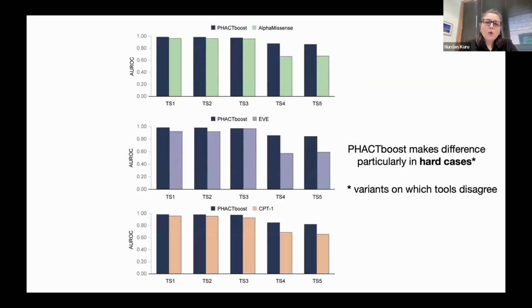And also, we wanted to compare with some novel, well-studied, well-performing approaches in the literature, and specifically we compared FactBoost with AlphaMissense, EVE, and CPT1. Again, TS1 to TS5, the difficulty level increases, and in all comparisons, FactBoost performed better than the tool in comparison. And again, more importantly, especially for harder cases, we are seeing a clear difference between FactBoost performance and the other tools' performance. I just put the AUROC values, but we are observing exactly the same trend for AUPR values as well.